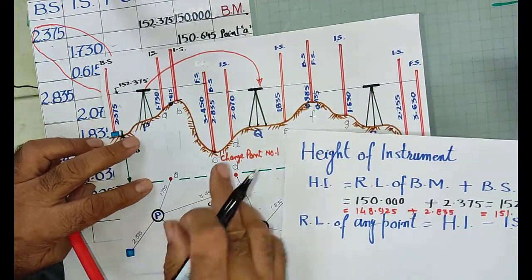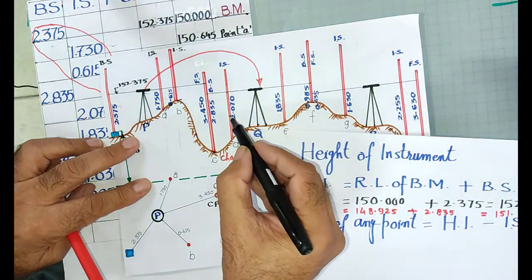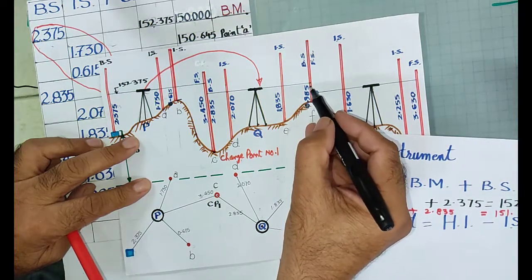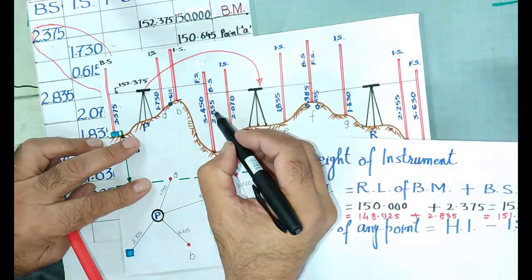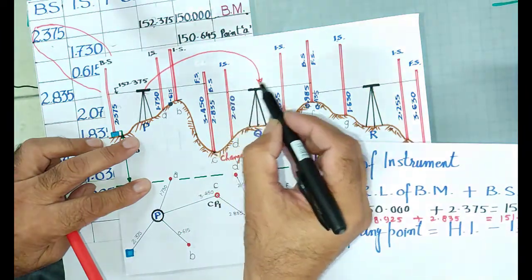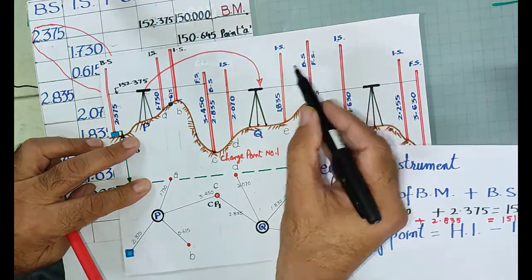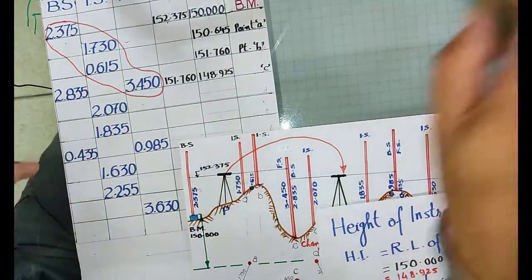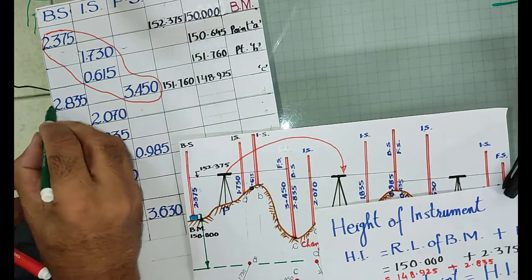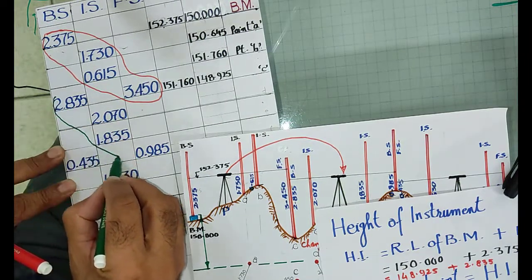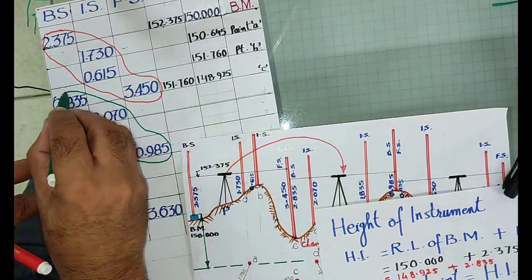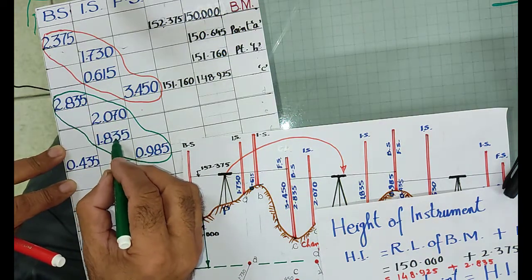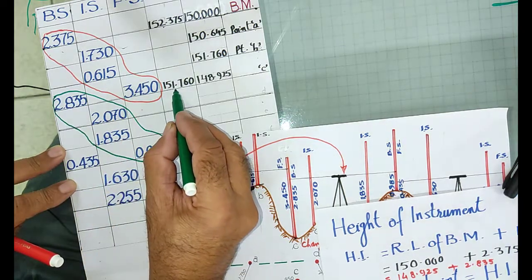Now this is my second setting of the instrument. In this setting I recorded the back side over here, intermediate side over there, then this intermediate side, then I have taken the fore side over here. So back side is this much, intermediate side is this much, intermediate side is this much, and the fore side; this is already recorded over here. Now you can see this is the second setting of the leveling instrument. First is back, last is fore, and remaining are intermediate. In a similar way, this is the new height of instrument.